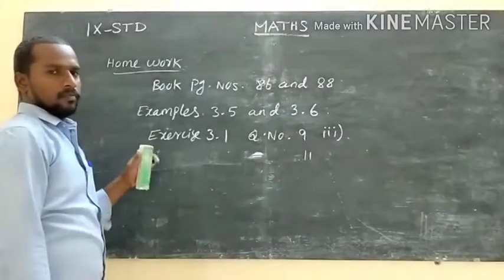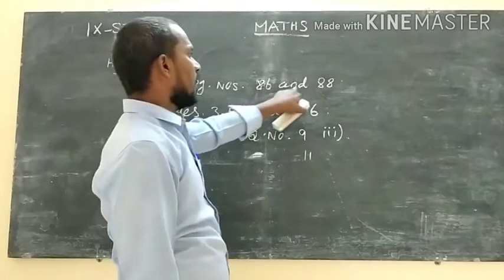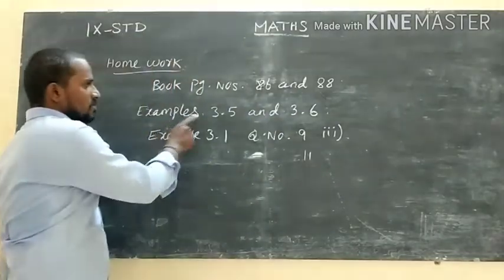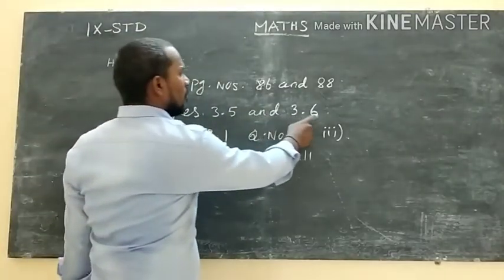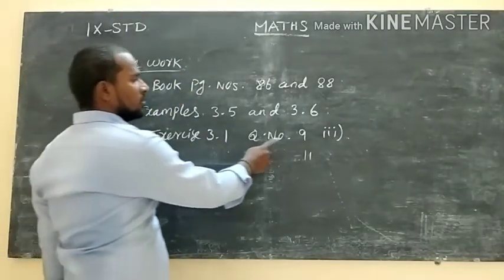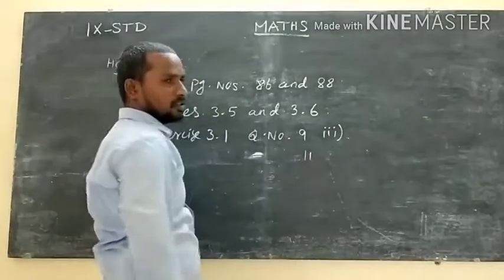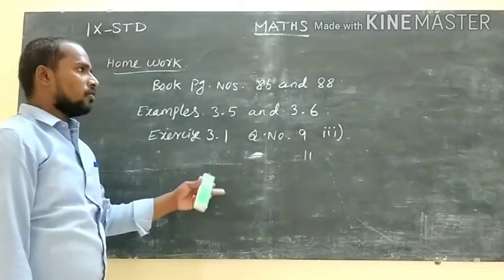Okay, dear students, today's homework: book page numbers 86 and 88, examples 3.5 and 3.6, and exercise 3.1, question number 9, third subdivision, and the 11th question. Okay, this is our homework for today.